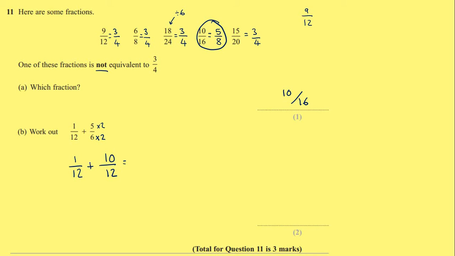Okay? I have 1/12 plus 10/12, which would be 11/12, not 11/24. Remember, you only add up the numerator. I have 1/12 plus 10/12. How many 12s do I have? It's 11/12. At no point have I had any 24ths. So we get 11 over 12.